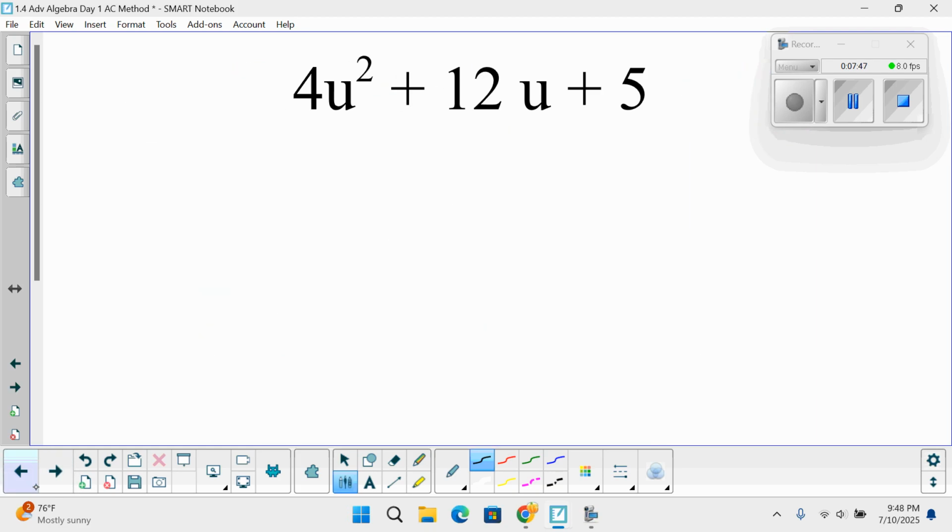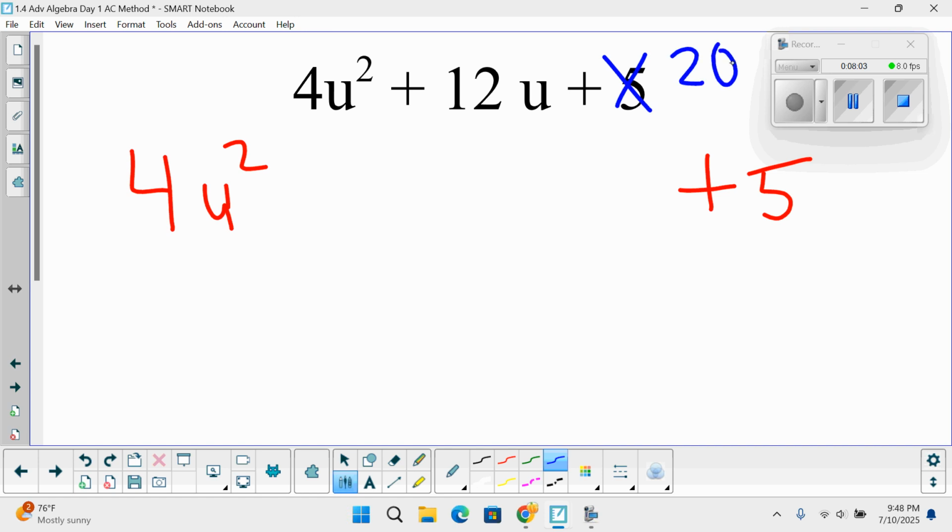All right, looks like we've got 2 more. We have a 4 out front. I am looking for any common monomial that I could pull out, but I don't have one. Let's write it out, separating our A and C, multiplying the 4 and 5 together to get 20. What do you think the number should be that we're going to add? What are these numbers that will multiply to 20 and add to 12?